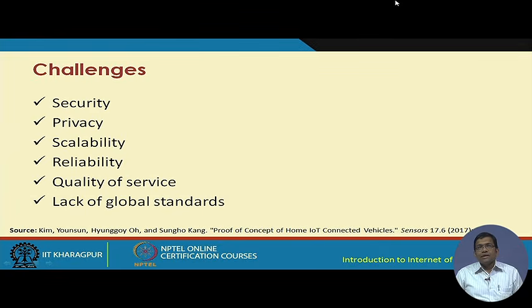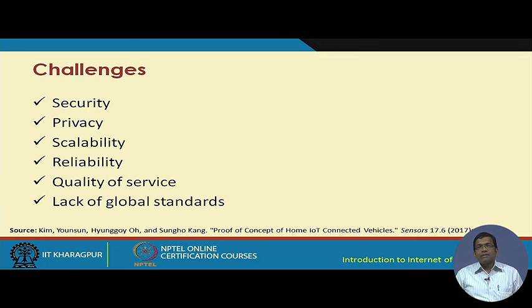Issues such as security, privacy, scalability, reliability, quality of service, and on top, the lack of any singular global standard for connectivity are some of the challenges facing the building of connected vehicles. If you are interested, this particular paper that is referenced over here, proof of concept of home IoT connected vehicles, you can go through. This basically gives a good account of the different issues surrounding the building of connected vehicles at present. This is a recent paper that was published in 2017 in the Sensors journal.